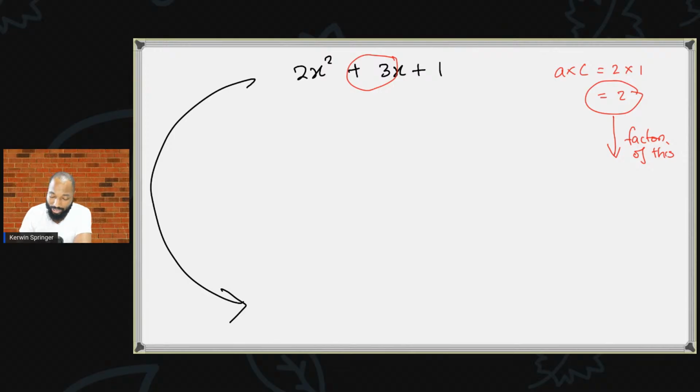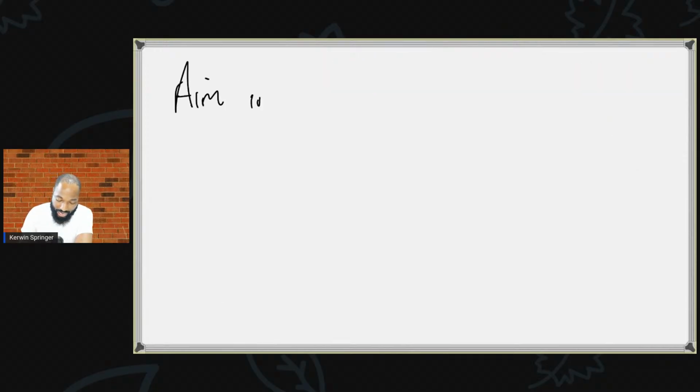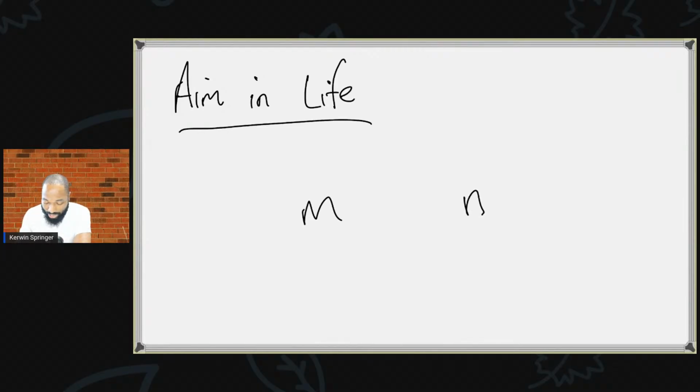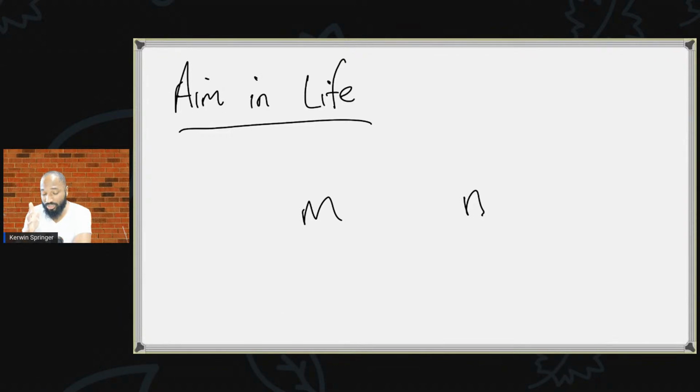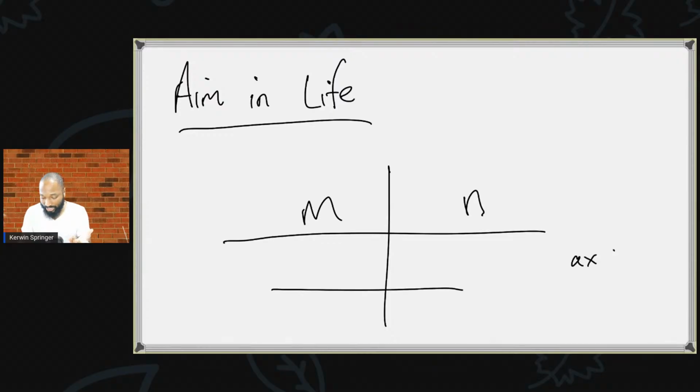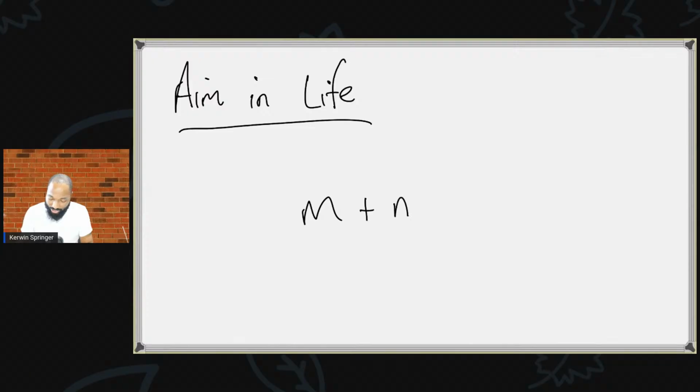Your aim in life, when factorizing quadratics, is to find 2 numbers. We normally call them M and N. Your teacher would have normally called them M and N for you. Your aim in life is to find 2 numbers, we call them M and N. And these 2 numbers, when they multiply, you must get back what you got for A times C. And when they add up, you must get back what you got for B. That making sense? So one of the ways your teacher might say it is M plus N must be equal to B, and M times N must be equal to A times C.